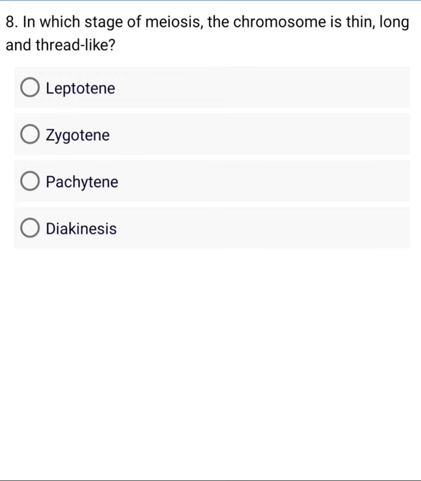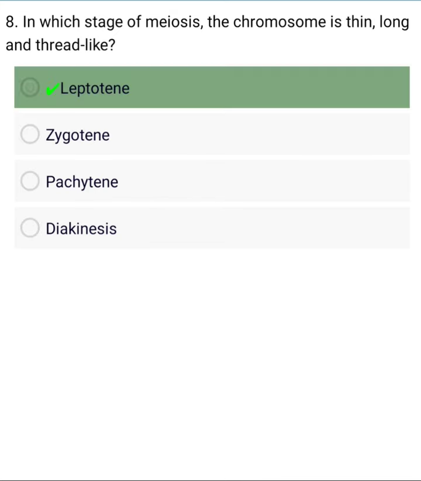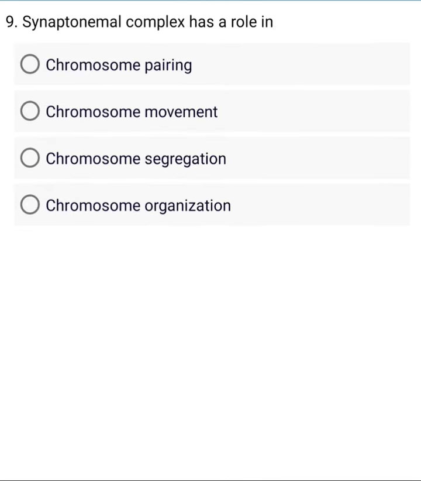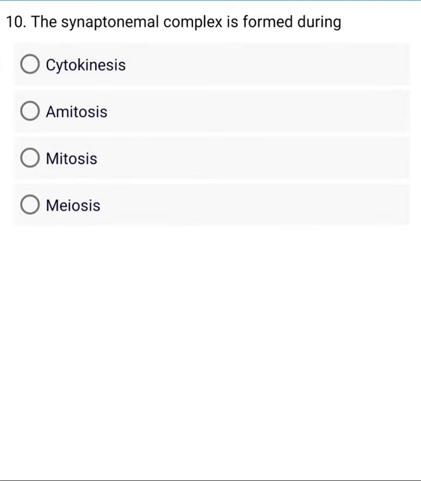A. Leptotene. B. Zygotene. C. Pachytene. D. Diakinesis. Right. Synaptonemal complex has a role in A. Chromosome pairing. B. Chromosome movement. C. Right. The synaptonemal complex is formed during A.